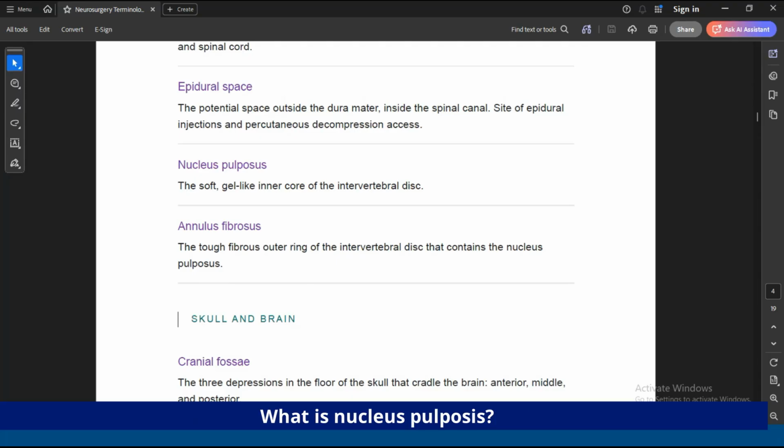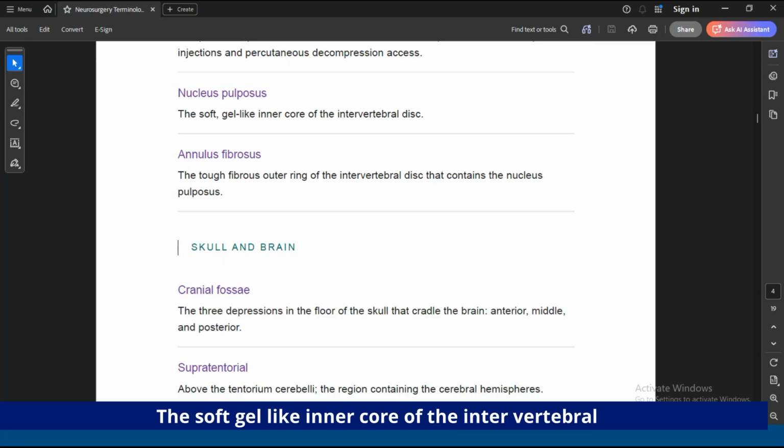What is nucleus pulposus? The soft gel-like inner core of the intervertebral disc. So basically the middle of the intervertebral disc is called the nucleus pulposus. Surrounding this nucleus pulposus we have the annulus fibrosus.